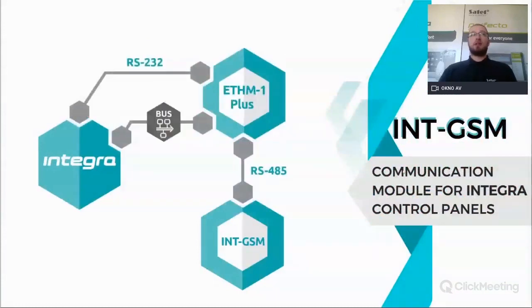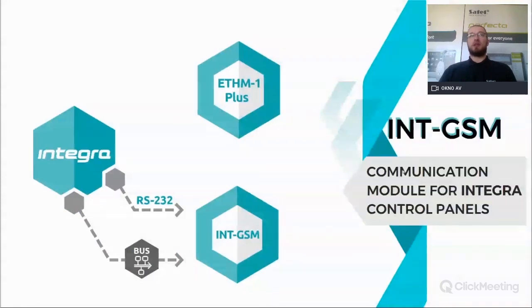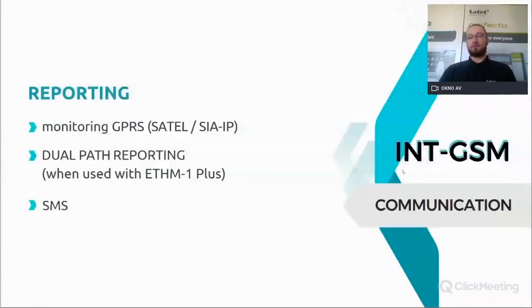So exactly, you can use Integra connection with the ETHM1 Plus, and then connect INT-GSM by the RS-485, or you can of course connect Integra directly to INT-GSM, and of course directly to ETHM1 Plus also. Depends how you want to use it. As the reporting, you can of course use it for the monitoring station by the GPRS, by the SIA IP.